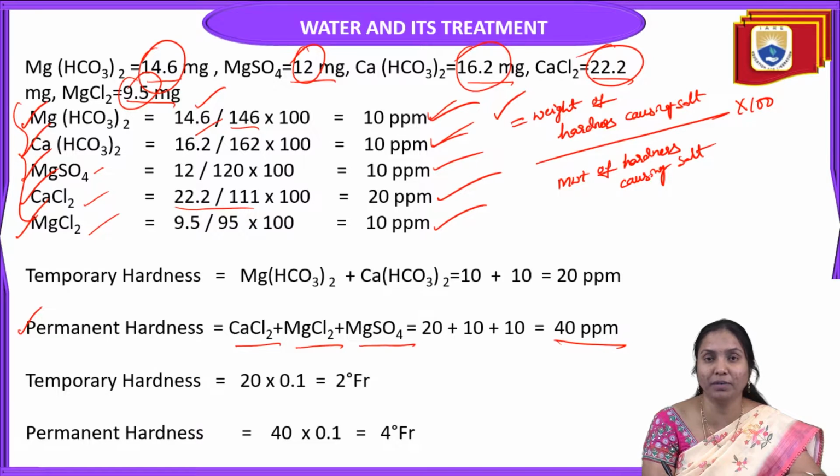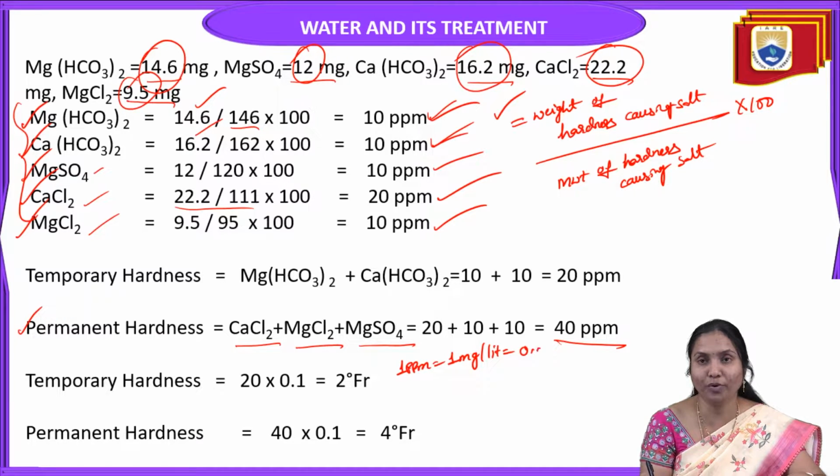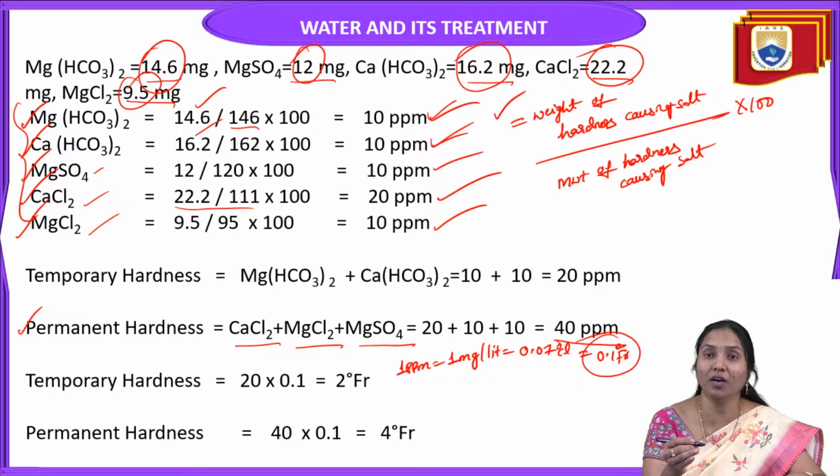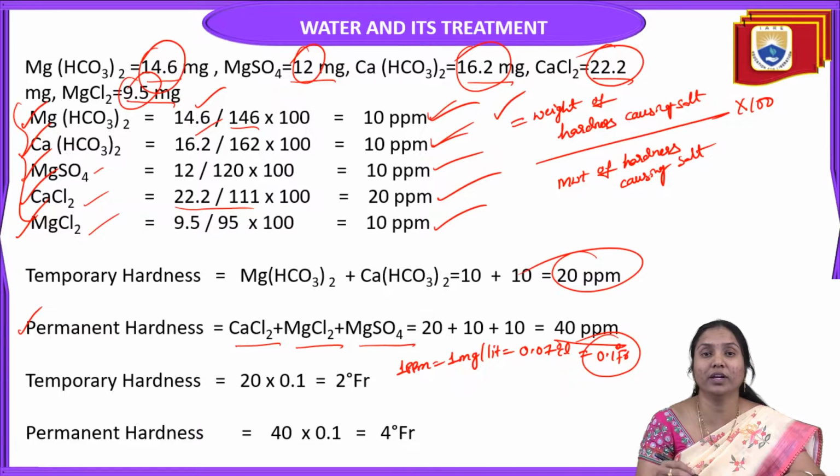What is the basic relationship between all the units of water? 1 ppm equals 1 milligram per liter, which equals 0.07 Clerk degree, which equals 0.1 French degrees. Now you can convert temporary and permanent hardness into French degrees. The value is 0.1, so the total temporary hardness is multiplied by 0.1. Your temporary hardness is 20 ppm, so 20 into 0.1 is equal to 2 French degrees.